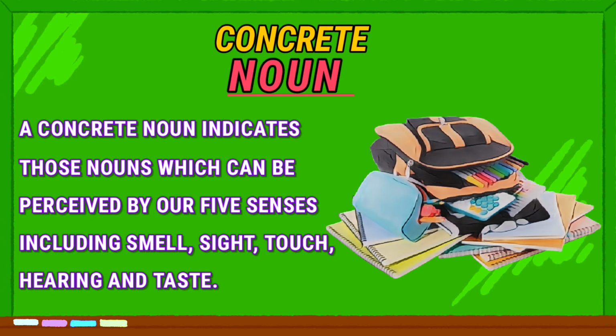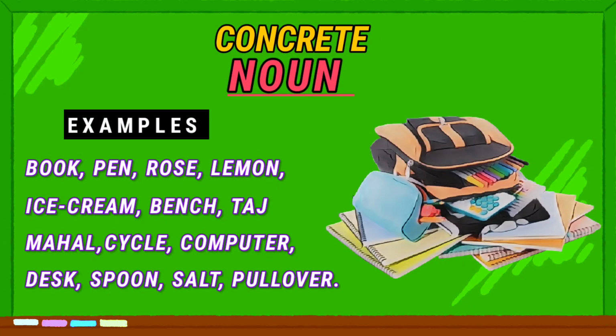Those things which can be touched, they will be concrete noun. Those things which will be sighted by us, they will be concrete noun. If we can't touch or smell or taste them, they are not concrete noun. For examples, book, pen, rose, lemon, ice cream, all of them are concrete noun because we can touch, we can take smell of them. For example, if I say ice cream, we can taste it. It means how it is. So this is concrete noun.